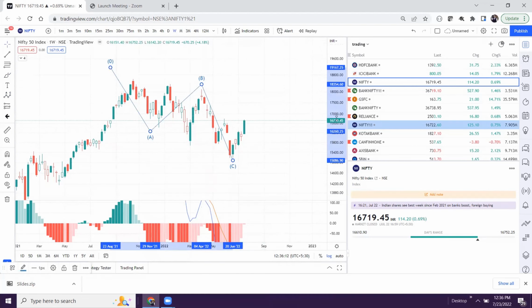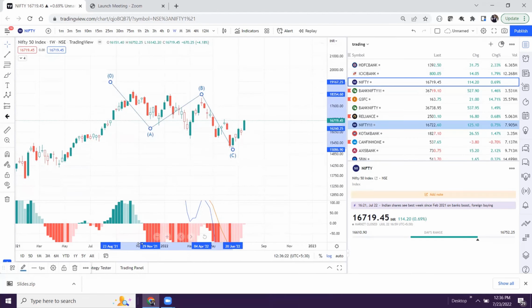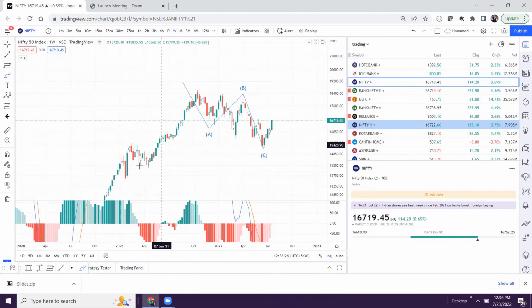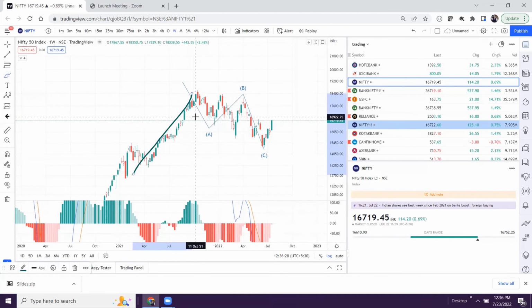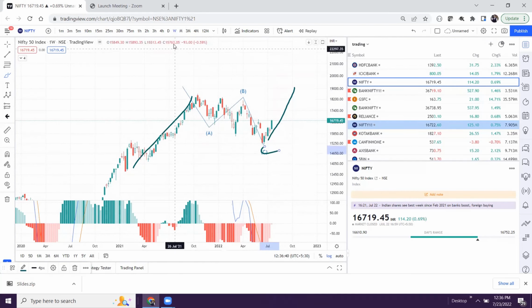So now what is our question: whether c has completed or this is a corrective structure. So if c has completed, then this will be the impulse, because we can see on the left side we have this impulse. So this corrective structure is abc, and this can be the impulse for this wave, but that is only true if c is complete. So now let us see whether c is complete or not.